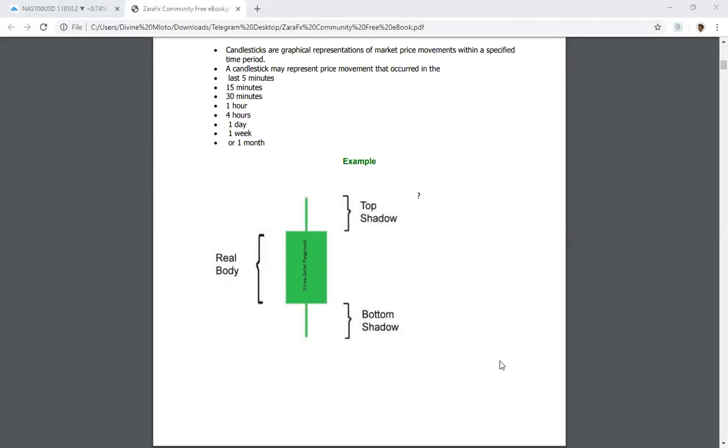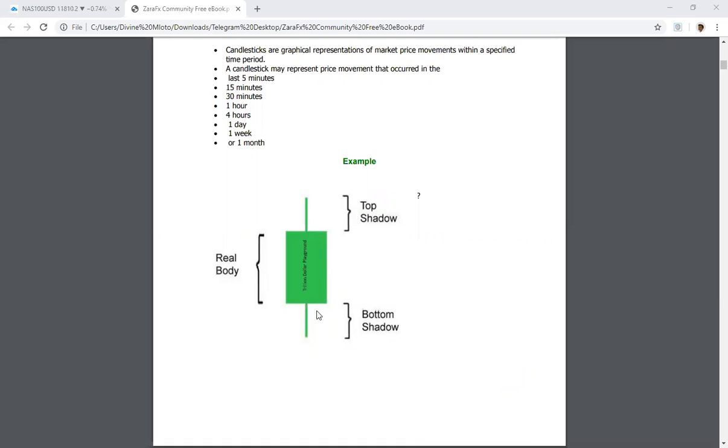a few elements like the shadows. There's the top shadow, the bottom shadow, and there's the real body. The real body is the movement of price, where it is, either bullish or bearish. When something is bullish, it's going up. When something is bearish, it's going down. As you can see on the screen, this means it's been bullish.